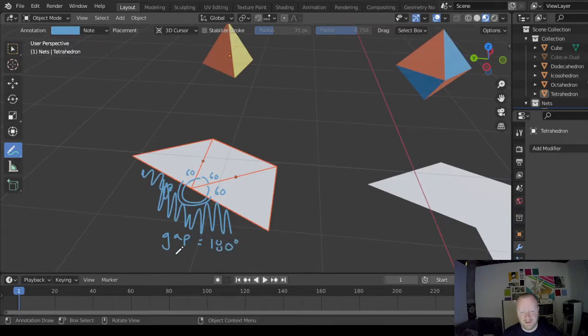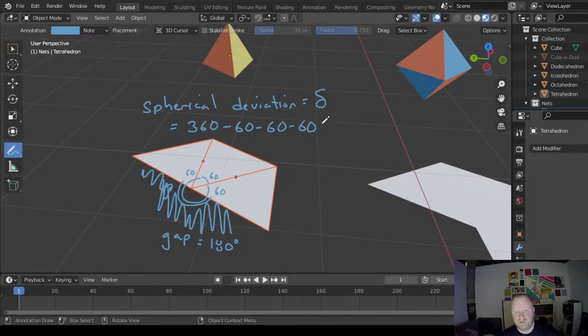and this is one way to think about the measure of this object's spherical deviation. So a spherical deviation is what we looked at last time. I'm going to use delta to describe this. For this tetrahedron, that's going to be 360 degrees, and then we subtract all of these angles that are happening at that vertex. So minus 60, minus 60, minus 60. And then what we're left with is that gap there.